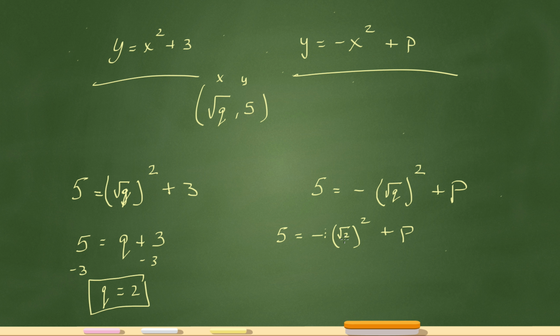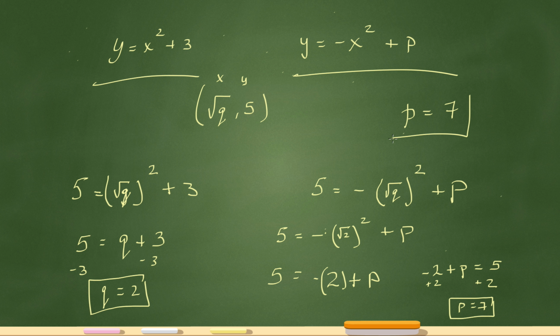So first I have to do square root of 2 squared. And square root of 2 squared will just get rid of the square root sign, so you're left with just 2. And you still have that negative on the outside, plus p, and that equals 5. So that'll just be negative 2 plus p equals 5. Then if I add 2 on both sides, p will equal 7 as my final answer. So p has to be 7.